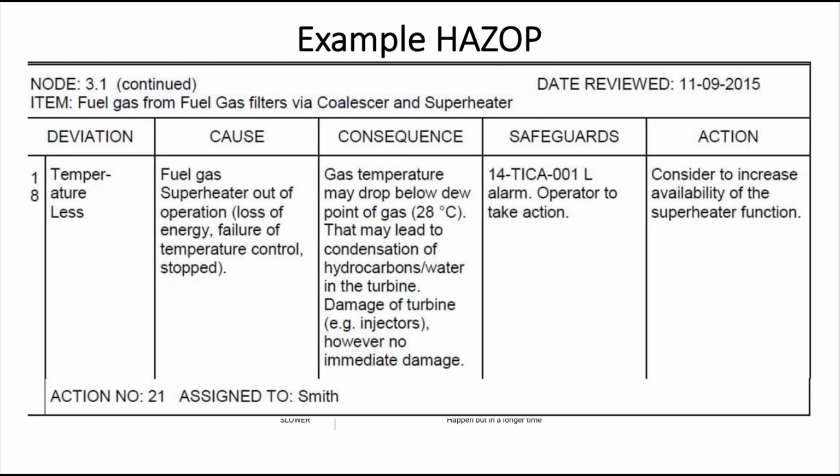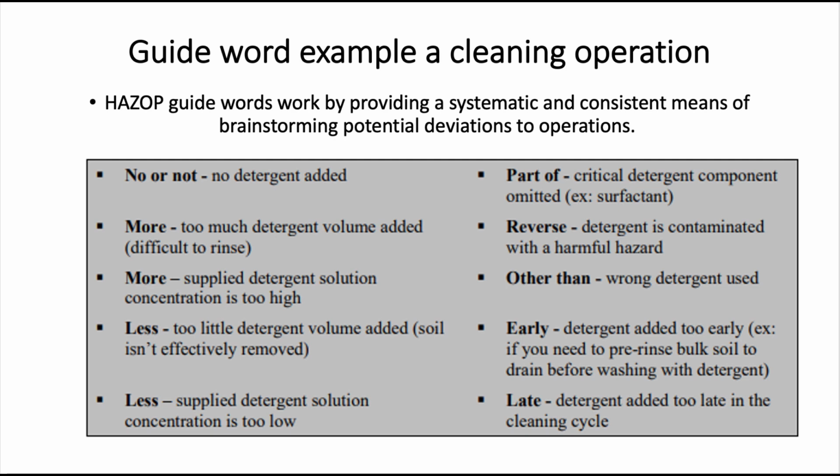And so our safeguard is we have an alarm, and an operator must take action to ensure that things are not being superheated. And this is an example of how we use these guide words to help us figure out how there are deviations to the operation. And again, this is a brainstorming type of session with our subject matter experts.